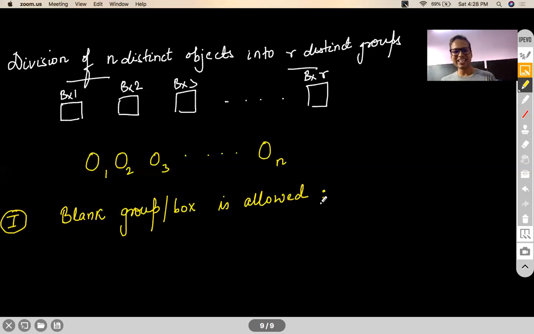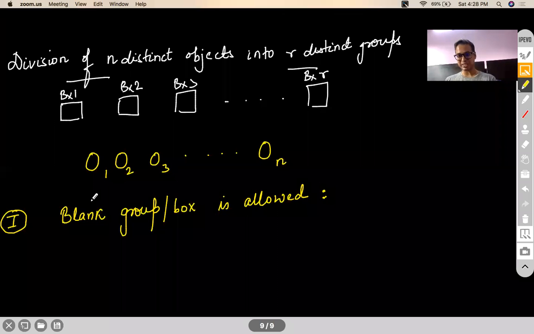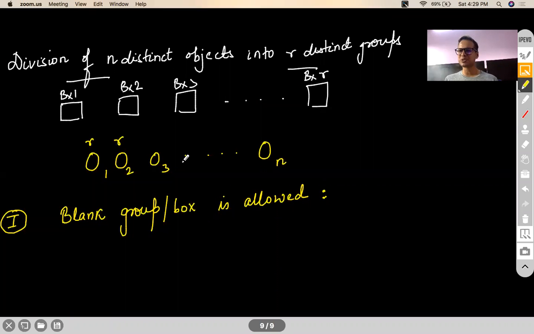Now here, each ball is a chooser. Each object is a chooser. O1 can choose any one of the r boxes to which it wants to go, so this has r options. O2 can also choose any one of the r boxes. O3 can also choose any one of the r boxes. So like that, you are writing r, n number of times. So Madhav is correct. Answer is r to the power n.